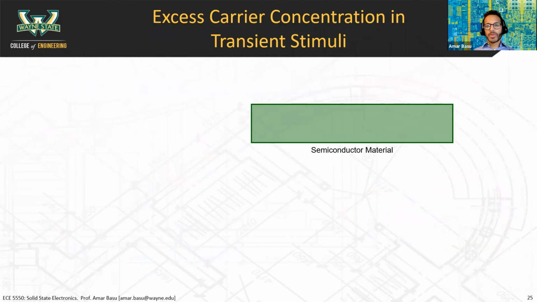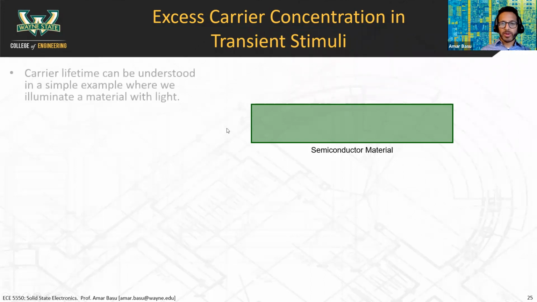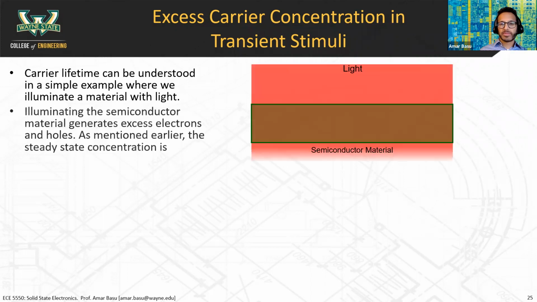Okay, so moving on. Now we're going to talk about transient stimuli. We're going to the more general case where we're applying an optical stimulus, but now that optical stimulus is changing in time. Let's see what that looks like. Again, I'll have a graphic to get this point across. So carrier lifetime can be understood in a simple example, where we just illuminate a material with light. Same as before, we're illuminating with light.